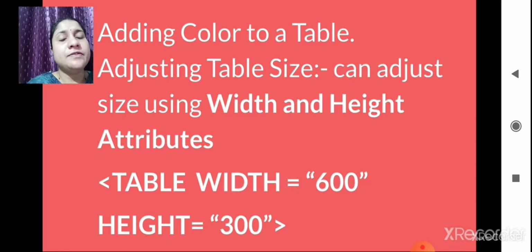Here in the table tag we have written width equal to 600 and height equal to 300, so it can fit the table on the screen. We have to ensure that the table fits on the screen. Got it? Now we are going to see how we can adjust the table size.